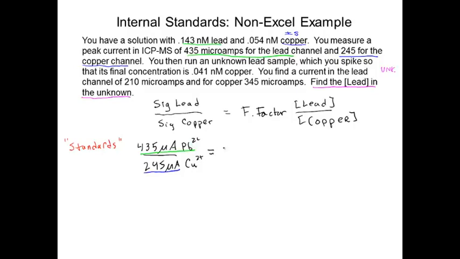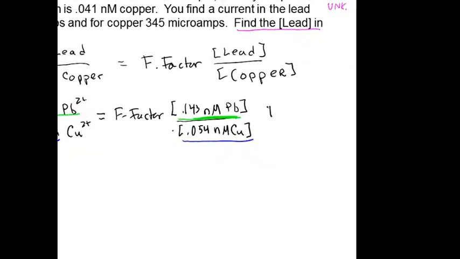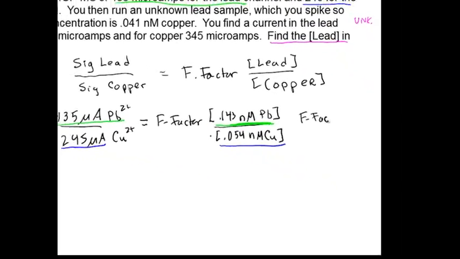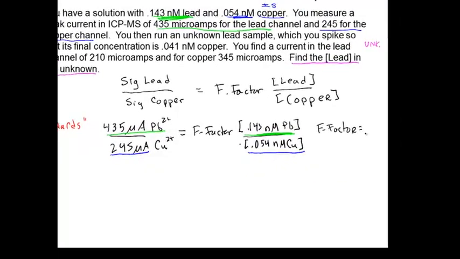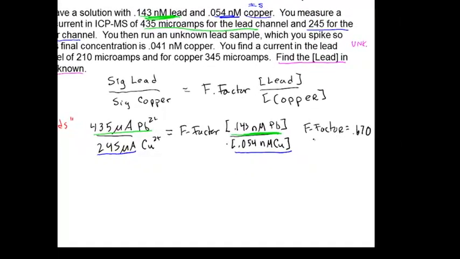Finishing out that expression, hopefully you can see how the lead data set and the copper data set fit into our calculation of the standards. After all of that, we can calculate the F factor to be equal to 0.670.